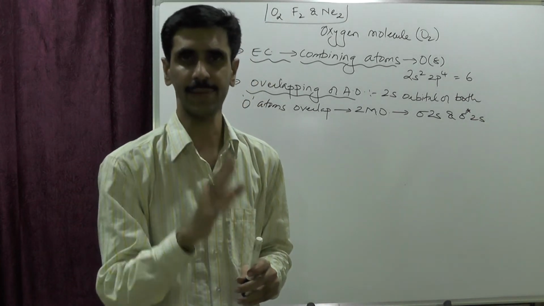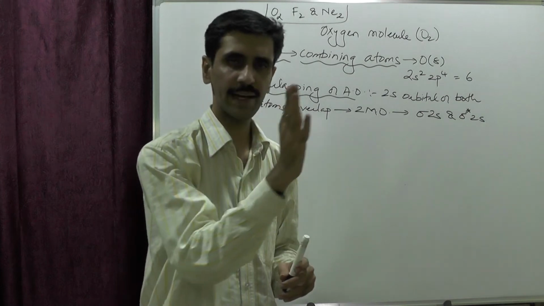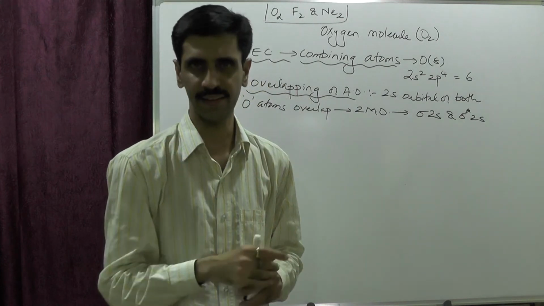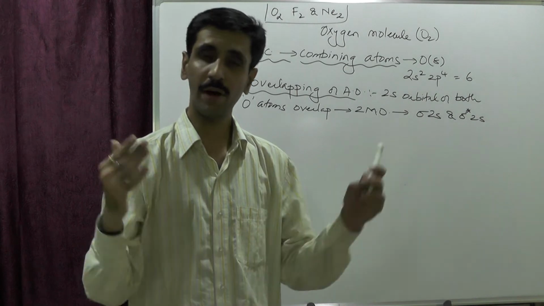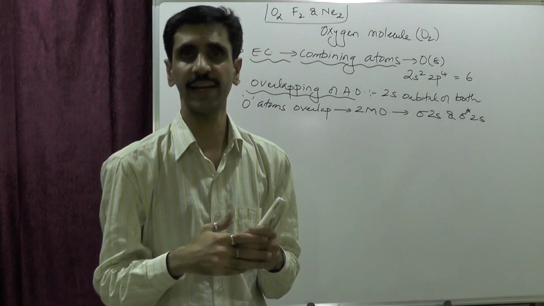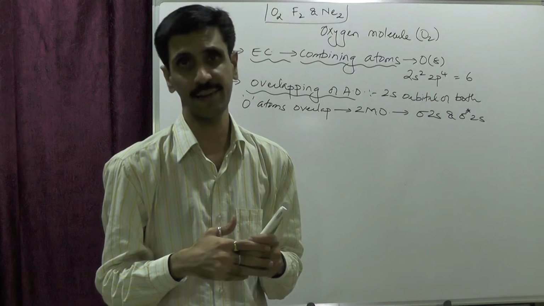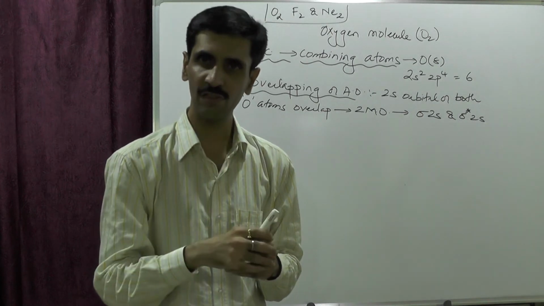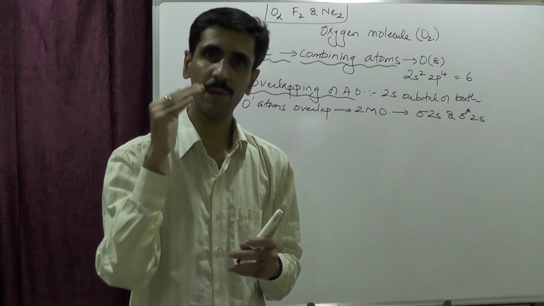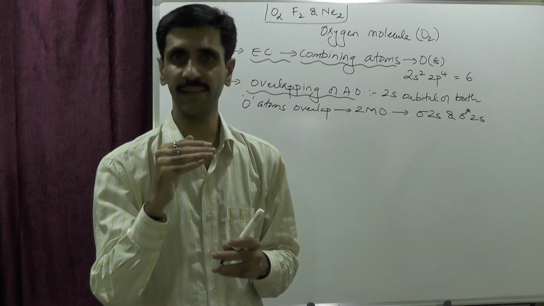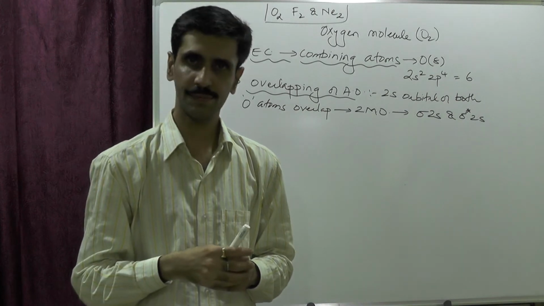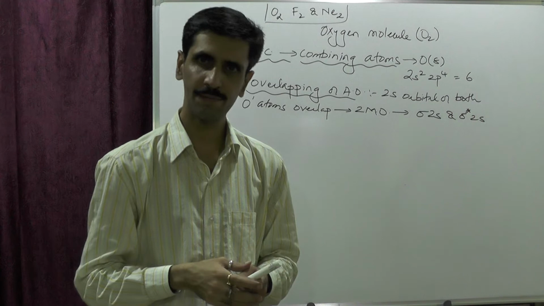2p orbitals are of 3 types, 2px, 2py and 2pz. We consider the Z axis as the bonding axis, and when overlapping happens along the bonding axis, then it is sigma. And sigma bonds are stronger than pi bonds, and therefore sigma molecular orbitals have a lower energy as compared to pi bonding molecular orbitals. Okay, it's as simple as that.